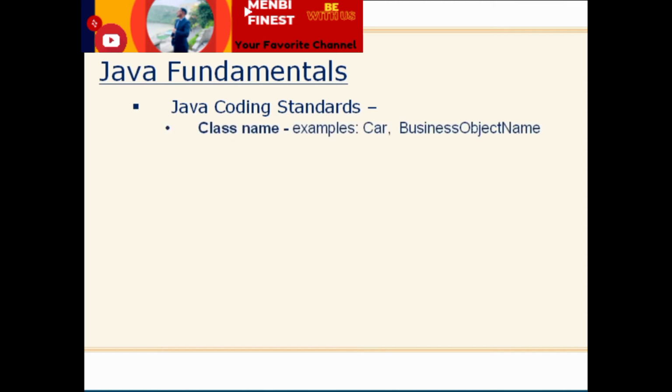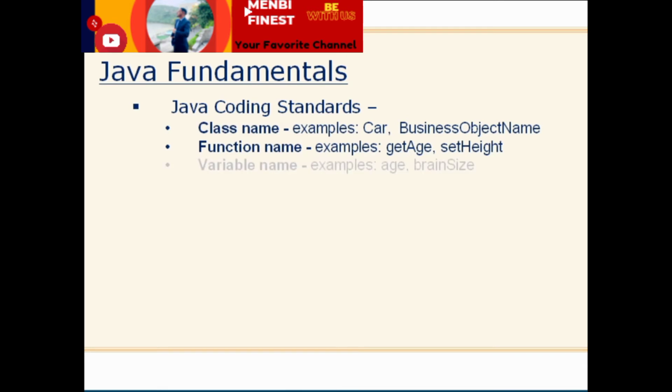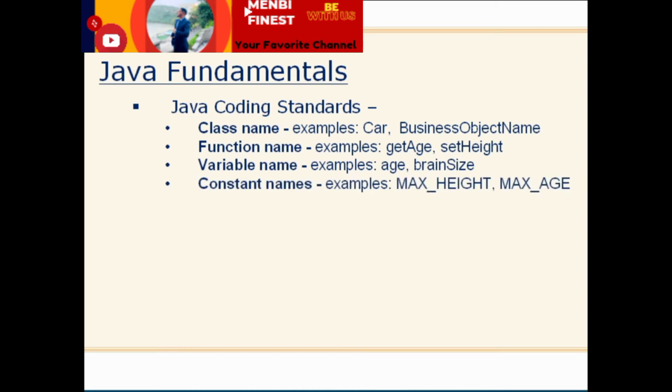Class name. The first letter of each word is capitalized. Examples are Car or BusinessObjectName. Function name. The first letter of each word except the first word is capitalized. Examples are getAge or setHeight. Variable name. The first letter of each word except the first word is capitalized. Examples are age or brainSize. And constant names. Every letter is capitalized and underscores are used between words. Examples are MAX_HEIGHT and MAX_AGE.